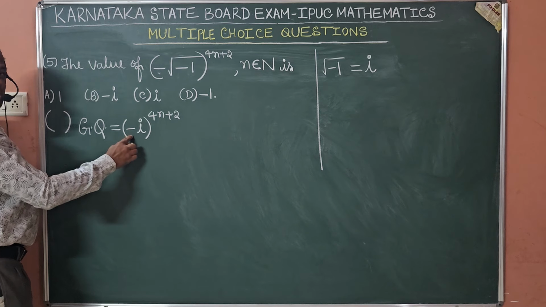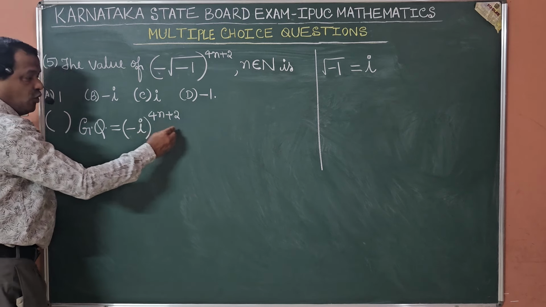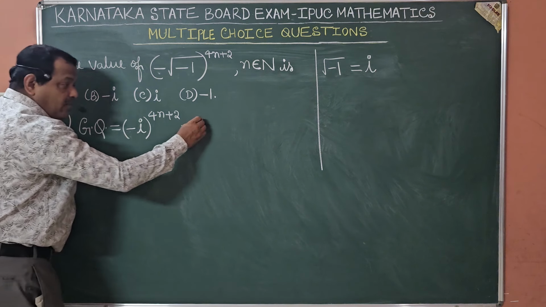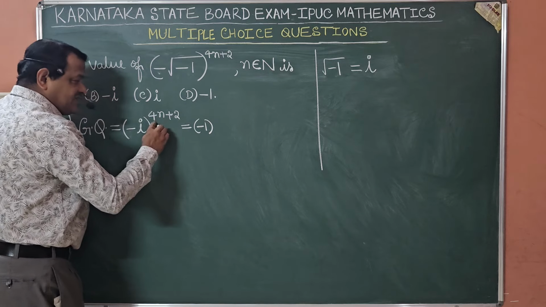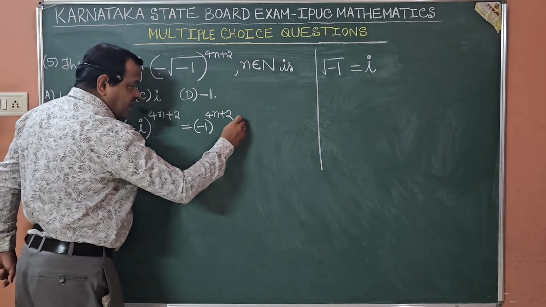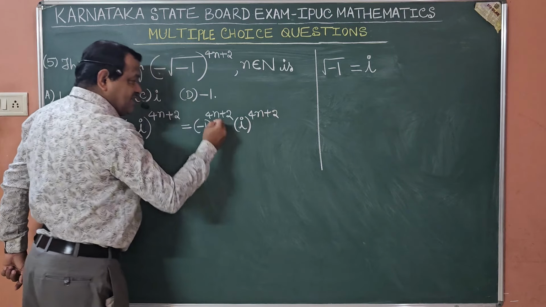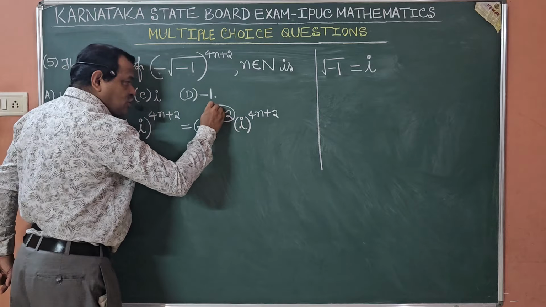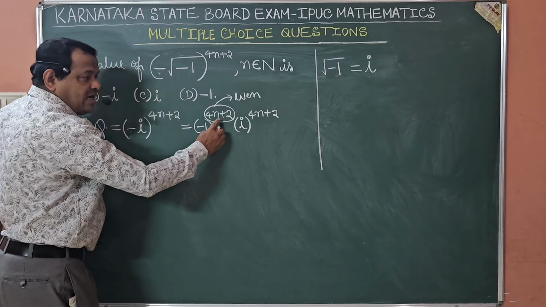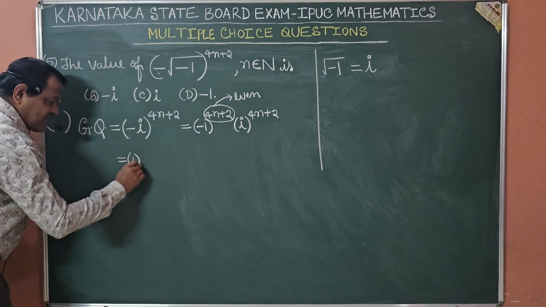Now, using the law of indices, minus 1 into i power 4n plus 2 can be written as minus 1 power 4n plus 2 into i power 4n plus 2. And this 4n plus 2 is an even number. Therefore, minus 1 power an even number is plus 1. So I will write here plus 1.